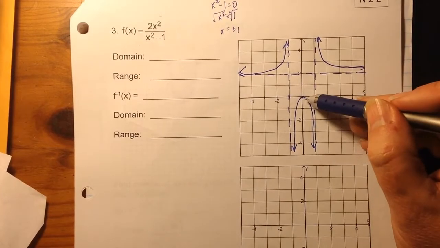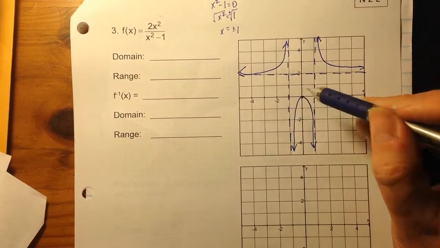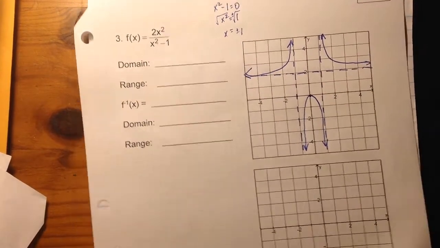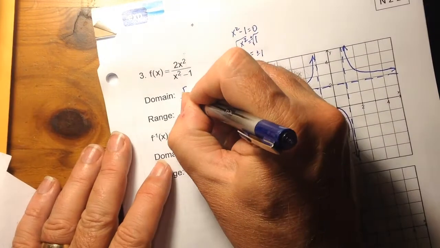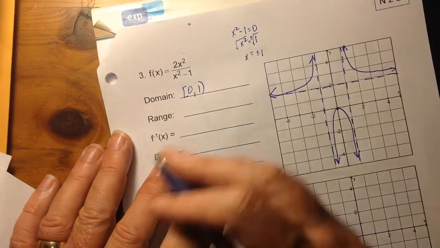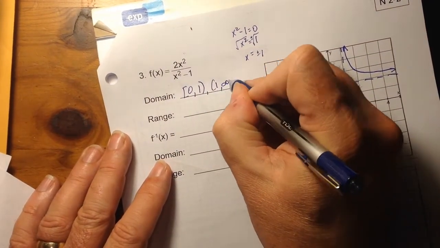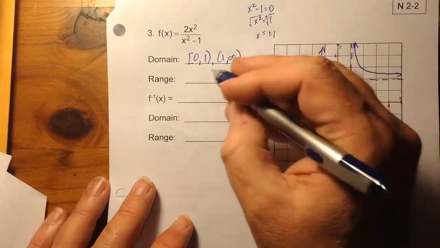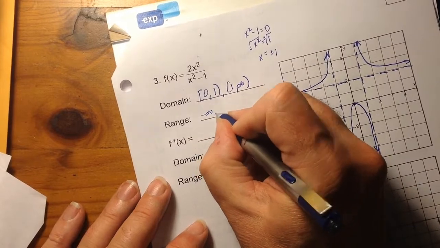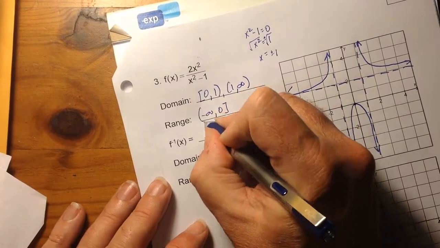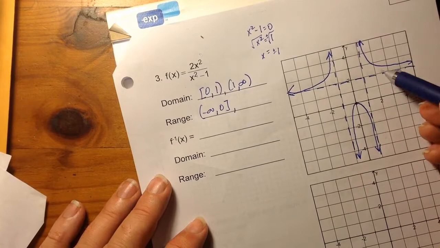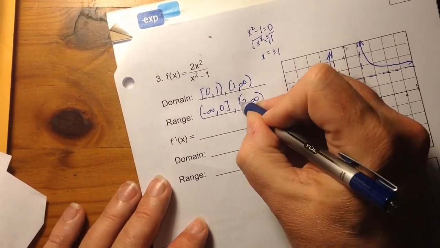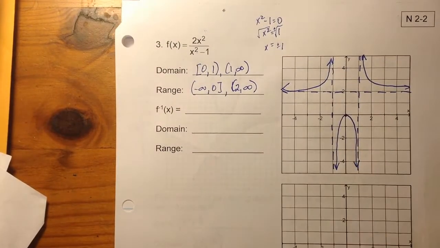So I'm going to restrict the domain starting at the y-axis, because if I only look at the right side of the graph, it passes the horizontal line test fine. And so I'm going to say from 0 to 1, not including the 1, and then from 1 to infinity. All right? The range goes from negative infinity up to 0, including the 0, and then it skips up to 2, and then we have from 2 to infinity, not including the 2 because I have an asymptote at 2. Okay?